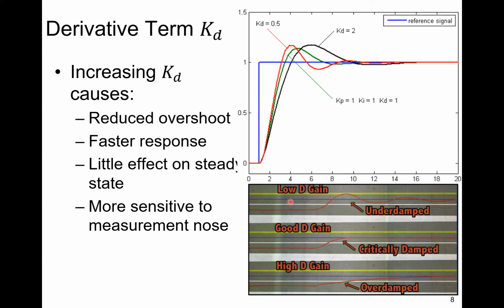So here, with a low Kd value, say Kd equals 0.5, it's called underdamped. It means that the oscillation is not damped. Oscillation is still there. If you have a very high D gain, where the Kd value is 2, it's called overdamped. The system becomes a little bit sluggish. And if you have a very good D gain in the middle, it's called critically damped.